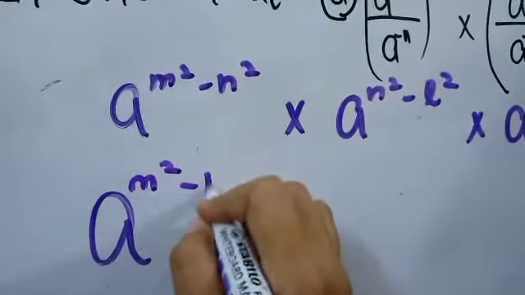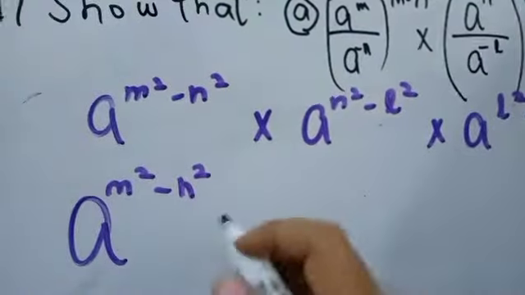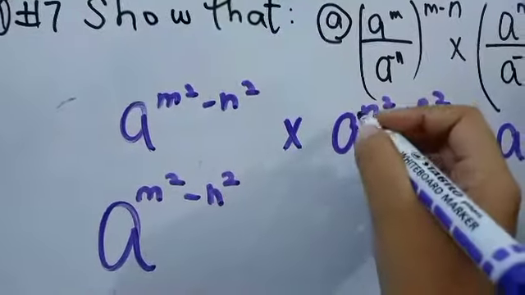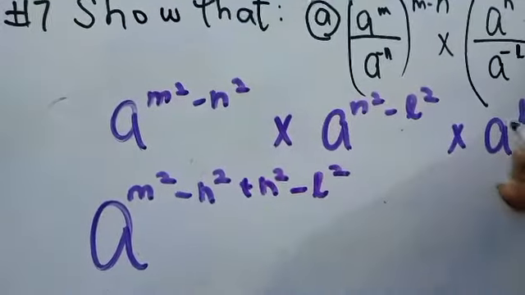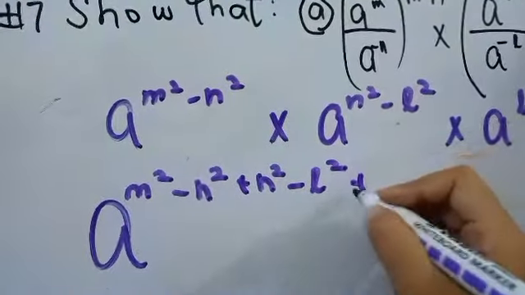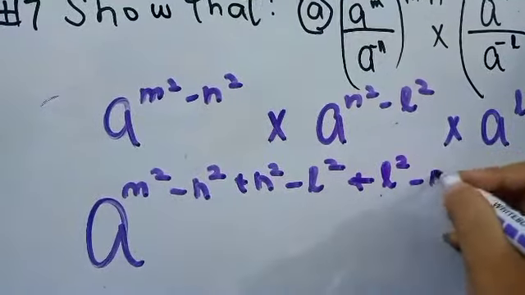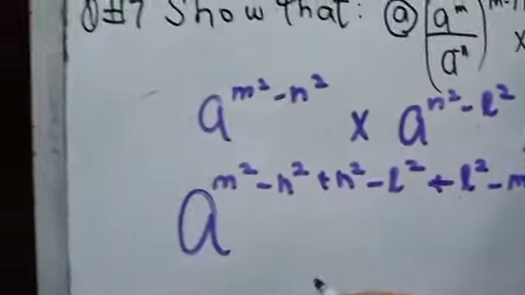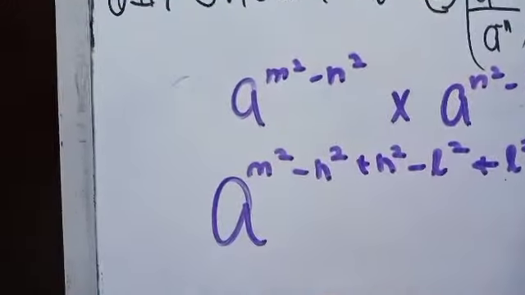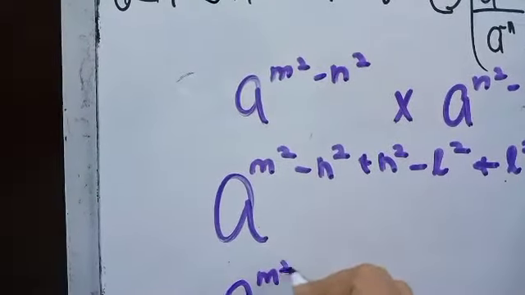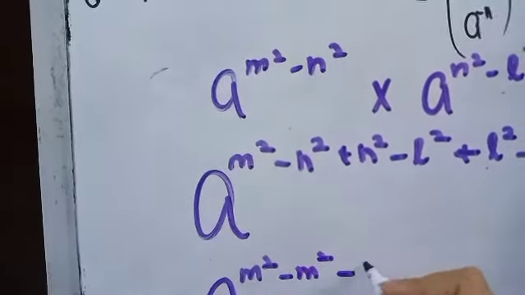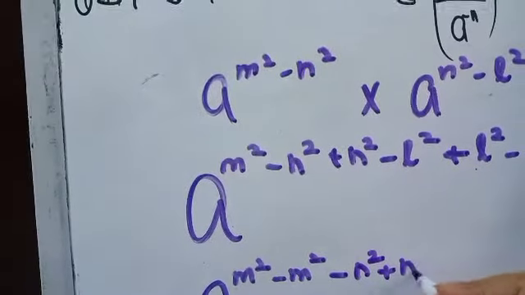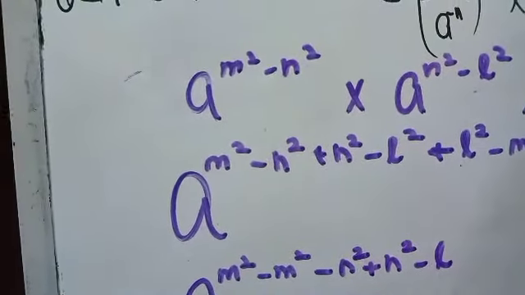m square minus n square. Now, since I am applying the product law of same bases, I will not write a again and again. I will just add the powers. Which sign is this? Plus n square minus l square. Which sign is this? Plus. When no sign is given, it is always plus, minus m square. Now in the next step, you will arrange the like terms. m square is here, minus m square is here, minus n square, plus n square, minus l square, plus l square.